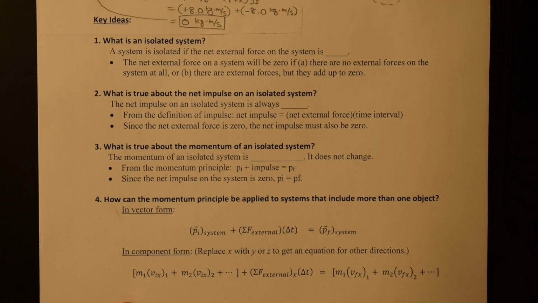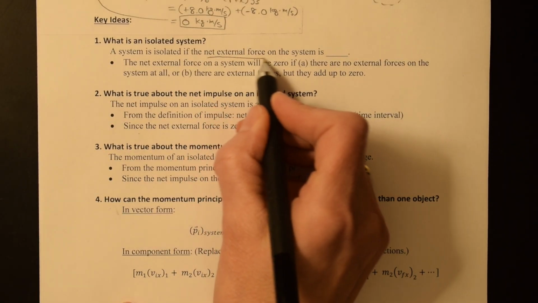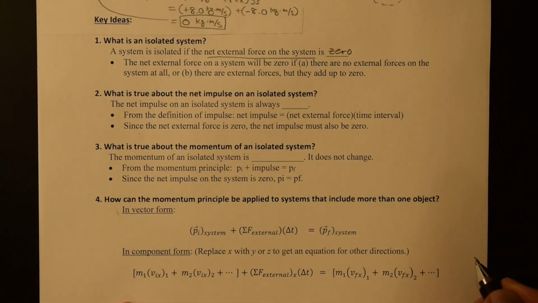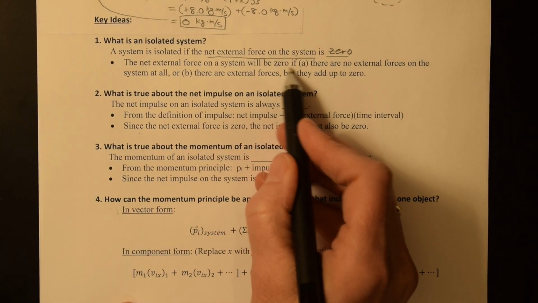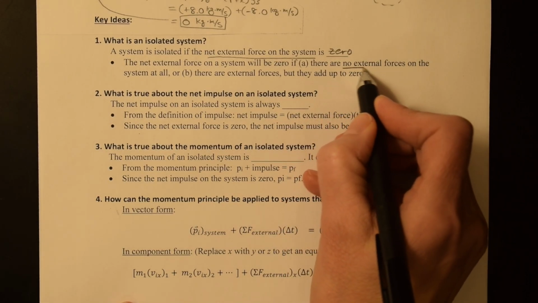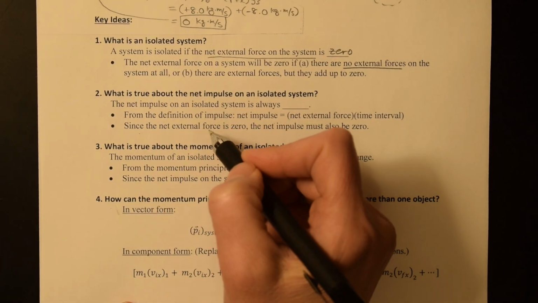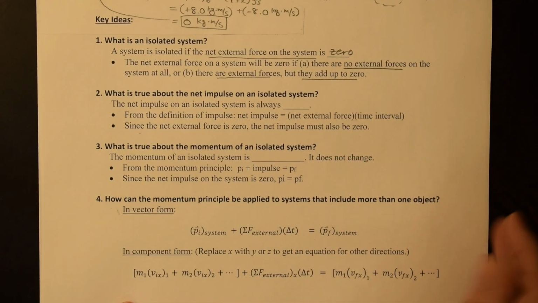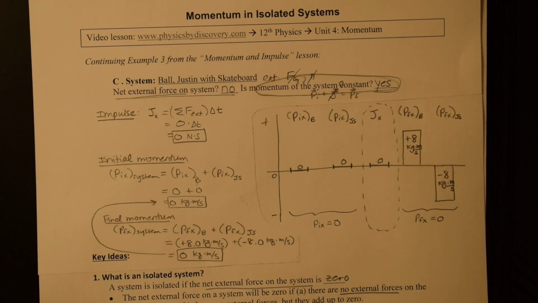All right, what are the key ideas? First of all, what is an isolated system? A system is isolated if the net external force on the system is 0. That is the definition of an isolated system. The net external force on a system will be 0 if one of two things happens. Either there are no external forces at all on the system, or there are external forces, but they add up to 0. And that's the situation that we had up here. There were external forces, but they added up to 0.